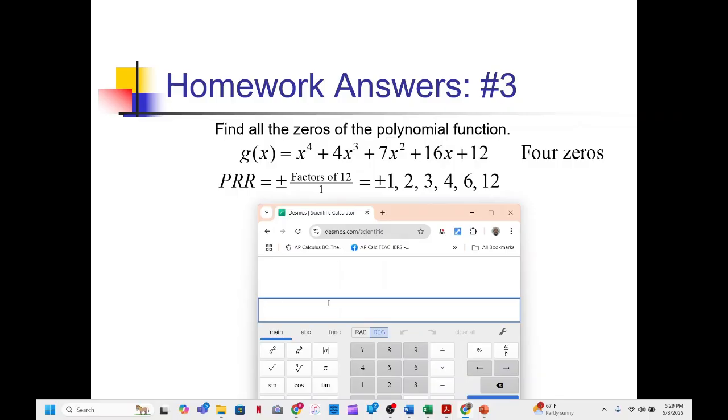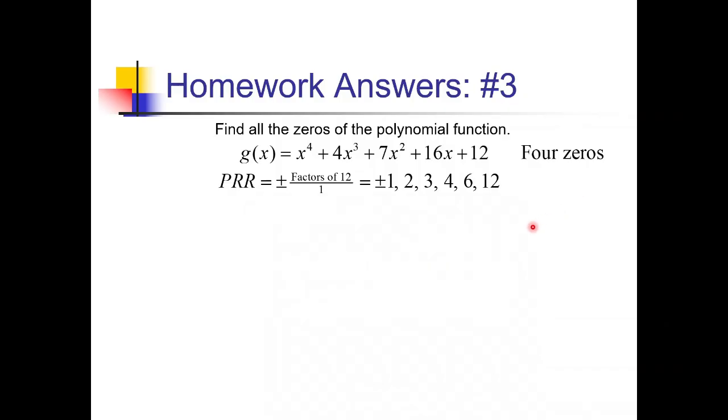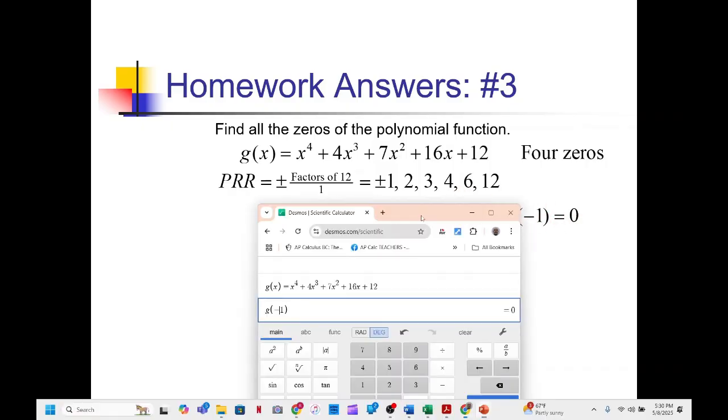Here it is. And let me plug in the g function. So g of x equals x to the 4th plus 4x cubed plus 7x squared plus 16x plus 12. And let's enter down to get a new entry here. Let's do g of, well, all of these possible rational roots for now. So g of 1 gives me 40. That's not what I want. g of negative 1 is 0. So let me write that down. g of negative 1 is 0. So that's one rational root we've already found.